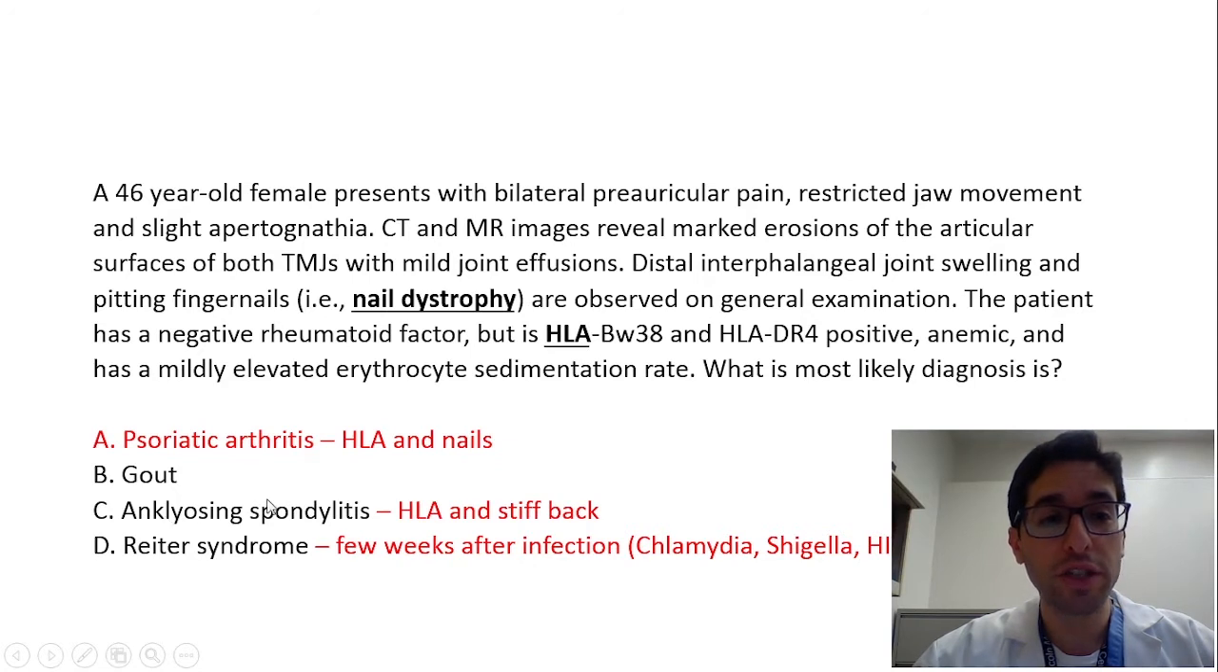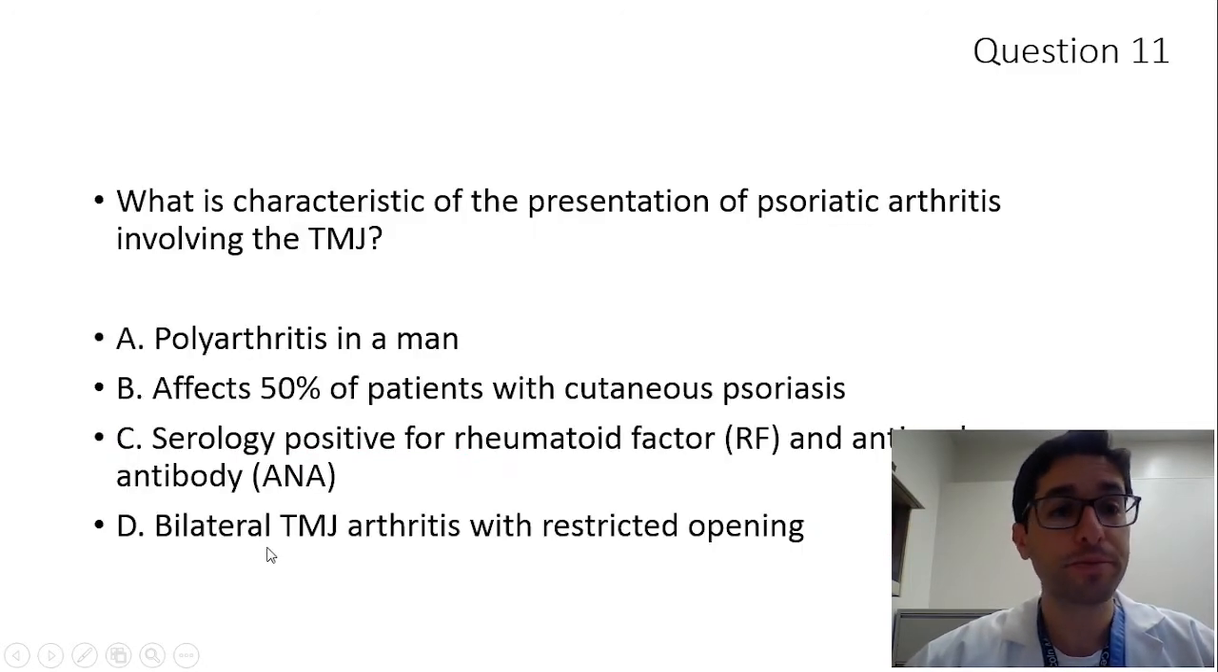Usually when they give you ankylosing, that's usually like a young kid, a teenager, a male, and they have a stiff back. They say they get stiff in the morning when they get out of bed, so it didn't fit the vignette. But psoriatic arthritis definitely fit. It had the nails and it had the HLA. Reiter syndrome, they're going to give you a vignette of someone who had an infection, like could be an STD or chlamydia or Shigella, and then a few weeks after that, they're going to get joint pain. So it's not Reiter's, it's not ankylosing, it's not gout, so psoriatic arthritis definitely fits.